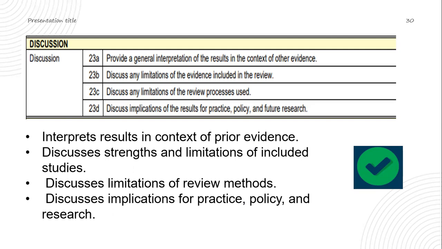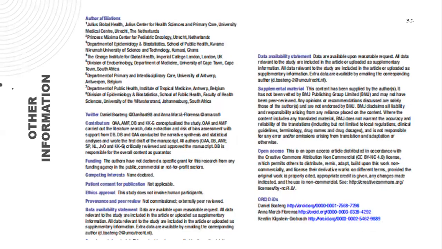In this systematic review, the subheadings of the discussion interpret results in the context of prior evidence, discuss strengths and limitations of included studies, discuss the limitations of the review method, and discuss implications for practice, policy, and research. Here, at the end of the discussion, is the other information which is given in this systematic review.